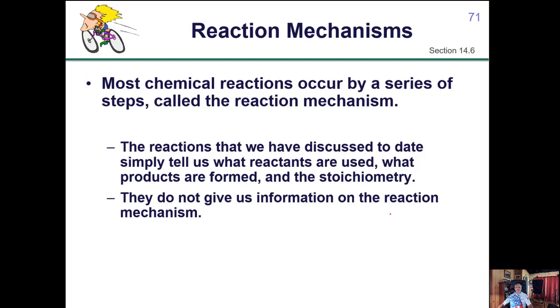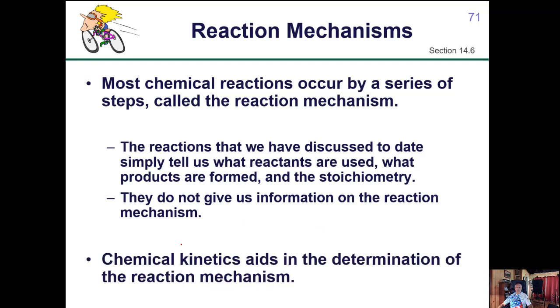They don't give you the information on the reaction mechanism. That is, what are the actual steps? I mean, does A have to react with another reactant A before it reacts with another reactant B? And what are the steps in that particular process? So chemical kinetics, this study of reaction rates, gives us a tool that we can use to determine what a reaction mechanism is.